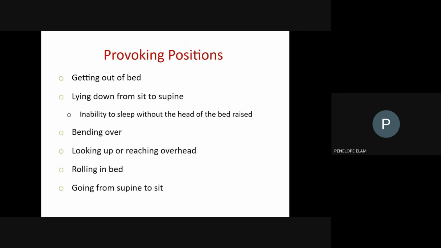Provoking positions that are common that you'll hear of when people have BPPV: they're going to talk about how when they get out of bed, their symptoms seem to come on. Lying down, going from sitting to supine, they have to sleep with their head raised up. Bending over could bother them, looking up or reaching up overhead, rolling in bed, going from supine to sit. These are all common times when you'll hear people complain that their symptoms are brought on by these positions.